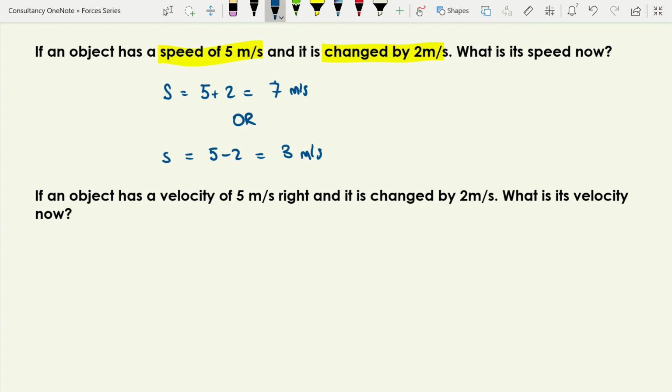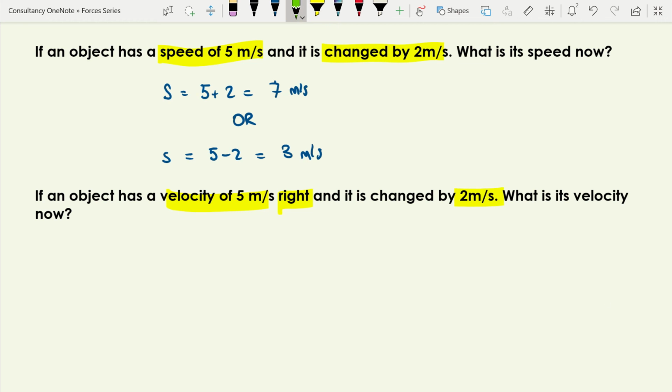So because we're not told how it changed, it could be either of the two, but we know it'll be one of those two there. So scalar maths is really simple. We're just adding or subtracting the change. If an object has a velocity now of 5 meters per second to the right, and it's changed by 2 meters per second, what is its velocity now?